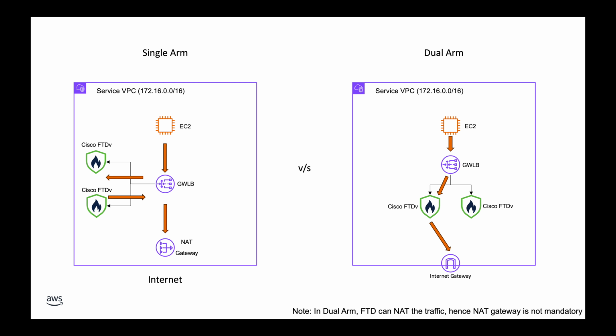However, in the case of dual arm deployments, the traffic once sent to the firewall by gateway load balancer will then be simply routed to the internet via the outside interface of FTD. The packet here is not sent back to the gateway load balancer, hence optimizing the solution. If we add gateway load balancer endpoint into the mix, the total hops needed for egress traffic will be reduced by 2, which actually is quite a significant improvement over the single arm architecture.